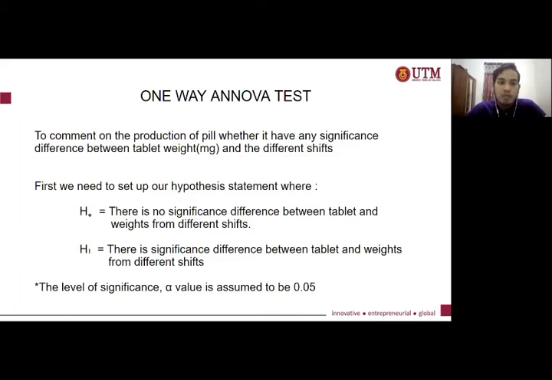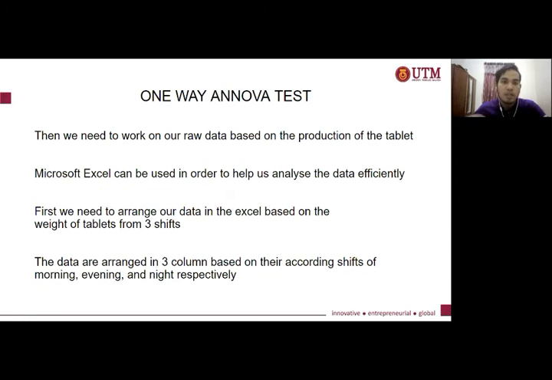So what we need to do is first set up our hypothesis statement, where H naught is there is no significant difference between tablet weight from different shifts, while H1 is there is a significant difference between tablet weight from different shifts. And the value of alpha, which is the level of significance, we can assume to be 0.05. So what we need to do next is work on our raw data based on the production of the tablet. In order to do this, we can use Microsoft Excel to help us analyze the data.